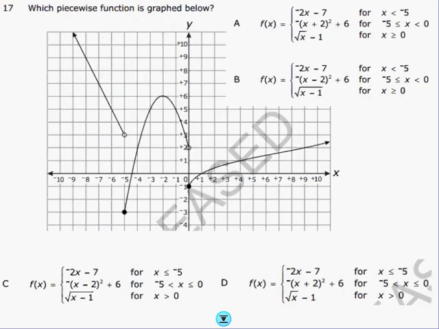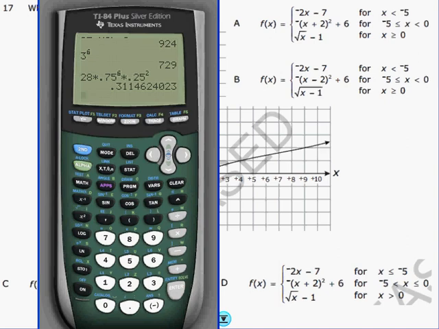Which piecewise? I know you love the piecewise functions. Which one's graphed below? Okay, what's the best way to do this? Let's graph. We're going to use the calculator. I'm going to assume that you're going to run to that. And let's just look at negative 2x minus 7.